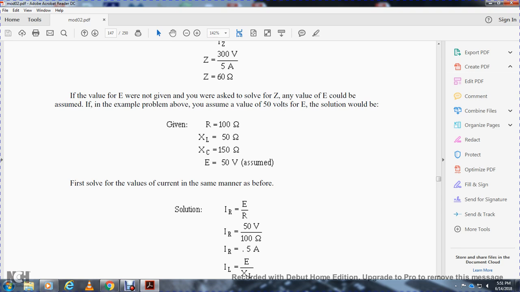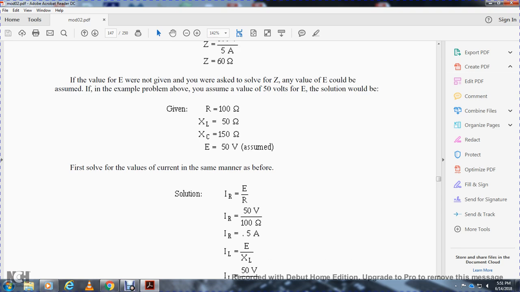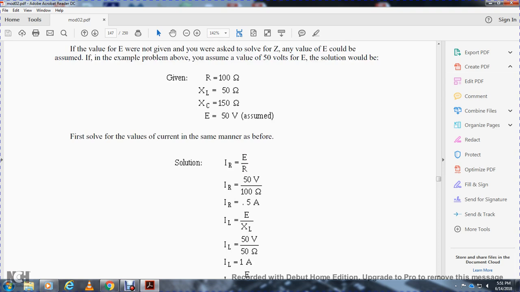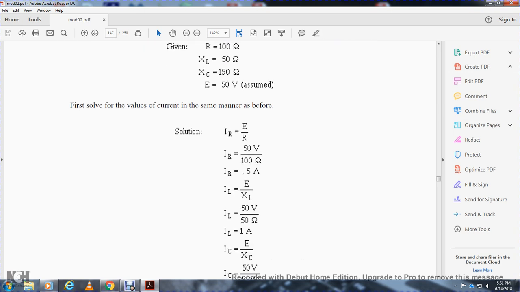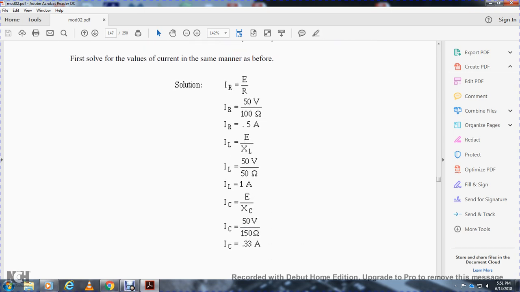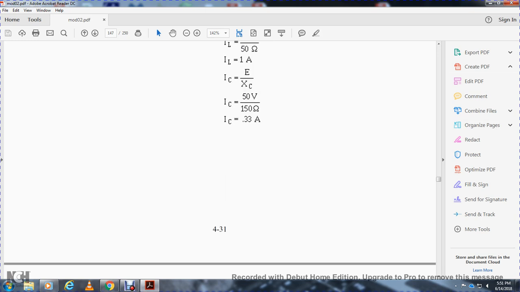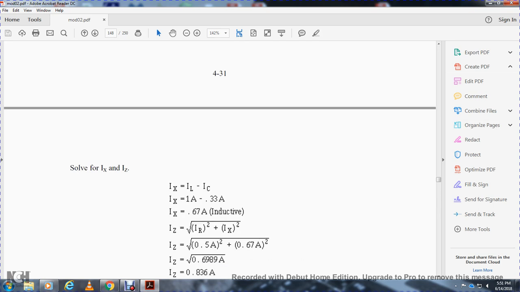First, solve the value of the resistive current, voltage over resistance. It would be 50 volts over 100 ohms, which gives you 0.5 amps. Inductive current would be voltage over the inductive reactance, 50 volts over 50 ohms, 1 amp. Capacitive current would be voltage over the capacitive reactance, or 50 volts over 150 ohms, or 0.33 amps. Taking 1 amp minus 0.33 amps, you get 0.67 inductive amps.